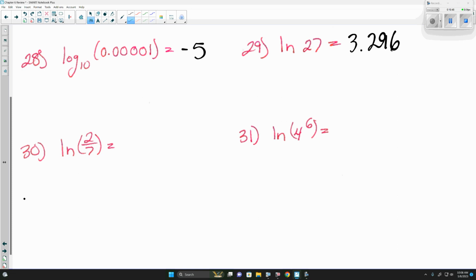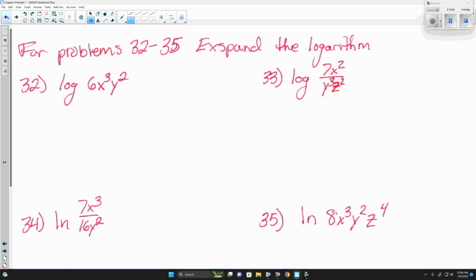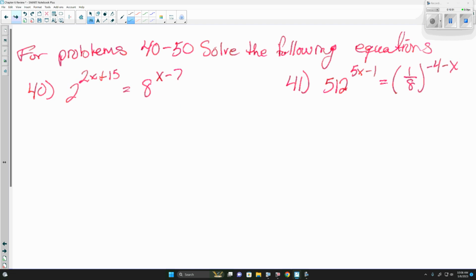We ready for the next set? We're not worried about expanding or condensing. I'm not going to have those on the test. The properties of it will be there, especially exponent properties, multiplication, division, but it's going to be more in the use of solving than it is actually expanding or condensing.